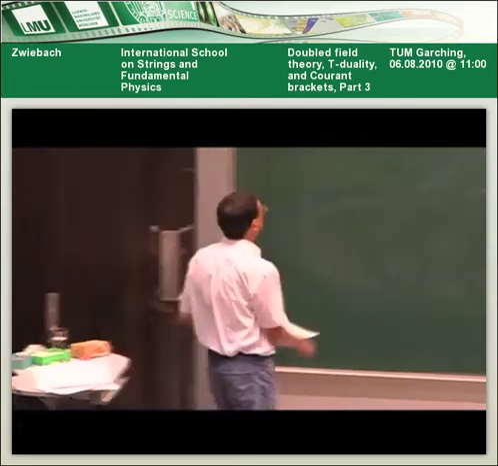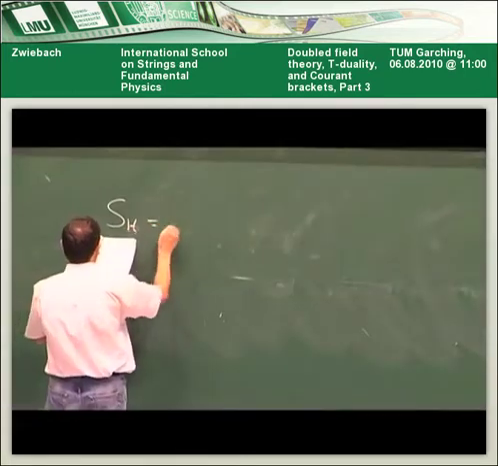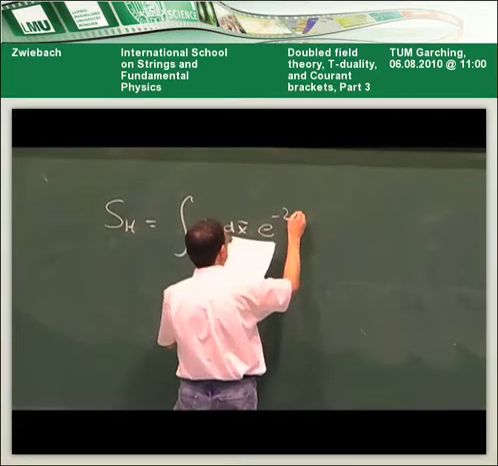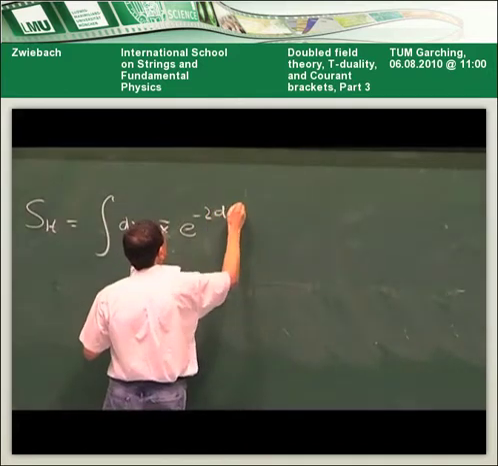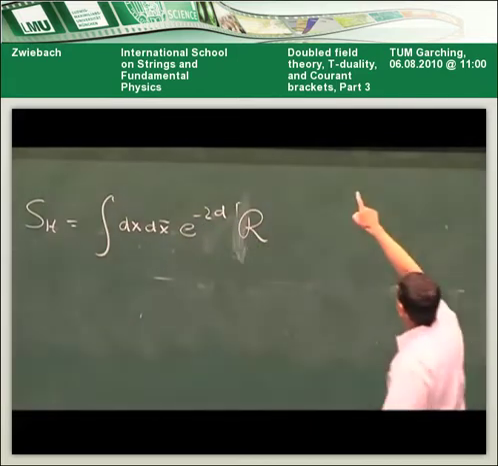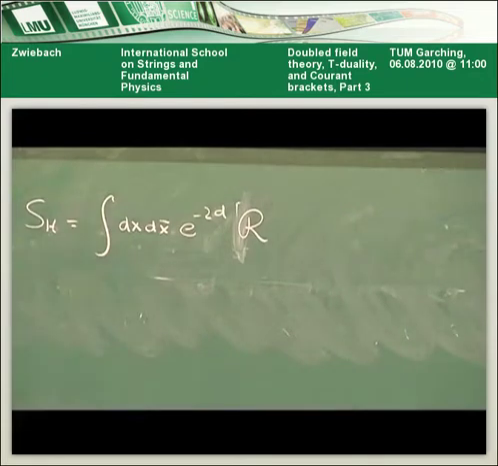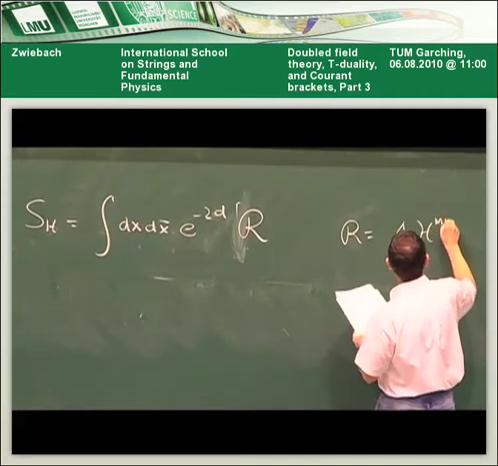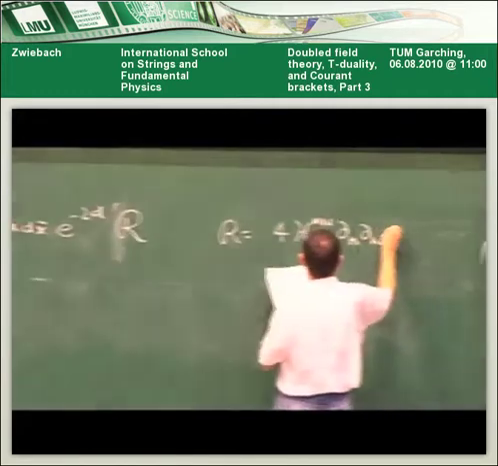This action that I wrote there can be written as the integral dx dx-tilde e^(-2φ), the dilaton, times something that we call R. And this action differs by total derivatives from the action before. So this R is not what is in parentheses there. It's a little different. There's a little bit of total derivative manipulation. In fact, R, as you will see in the notes, is something like 4 H^MN ∂_M ∂_N φ.